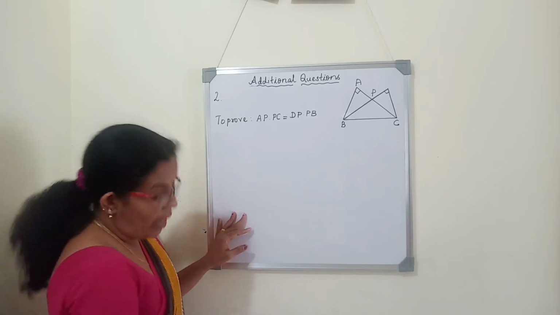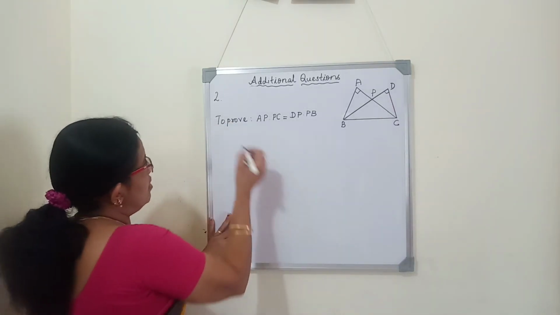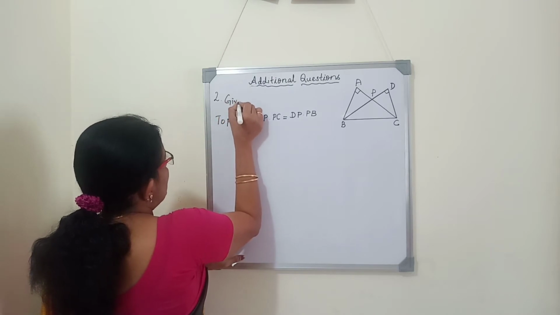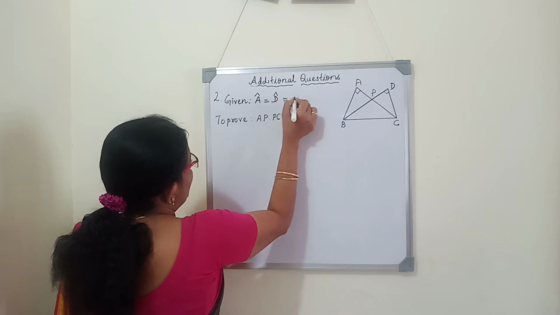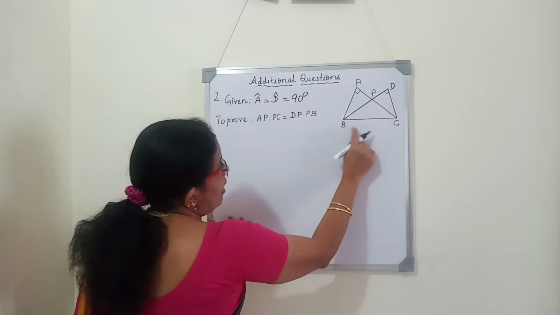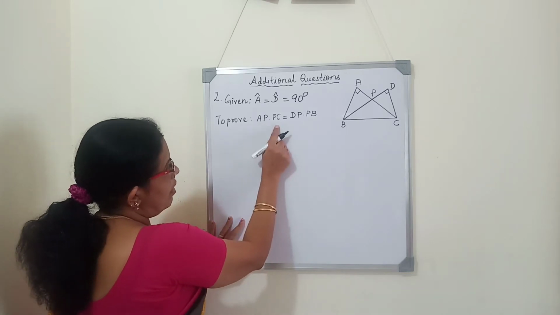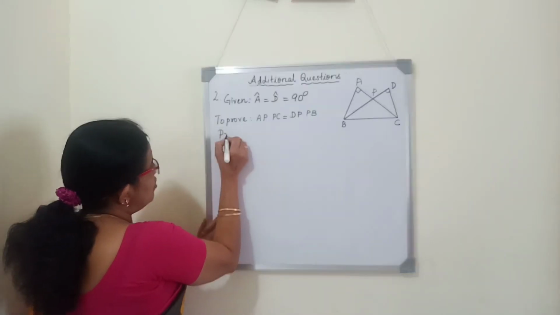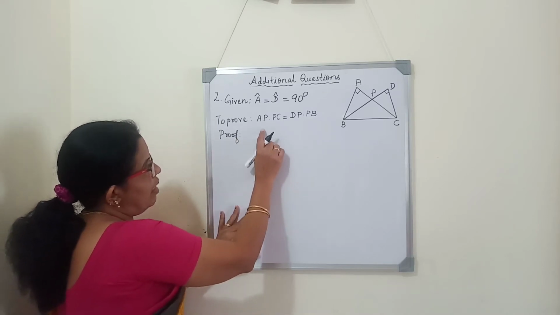BAC and BDC are right angle triangles. So it is given that angle A and angle D are 90 degrees. BC is the common hypotenuse. We have to prove that AP into PC equals DP into PB. So here also we will consider the two triangles and we will prove that they are similar.